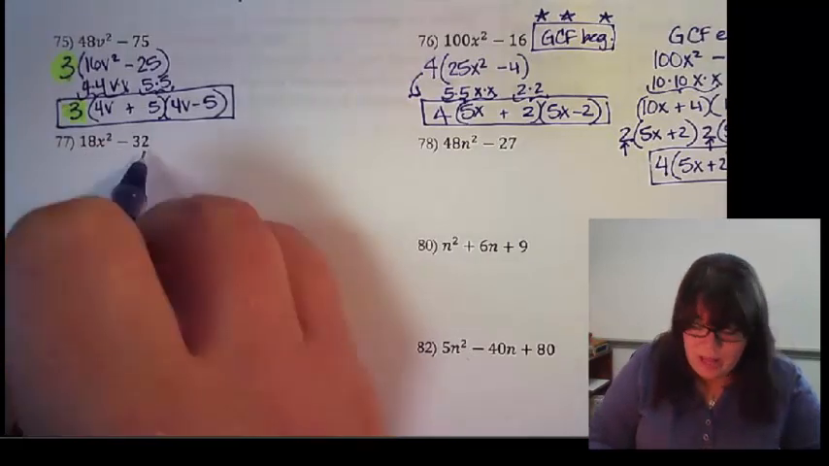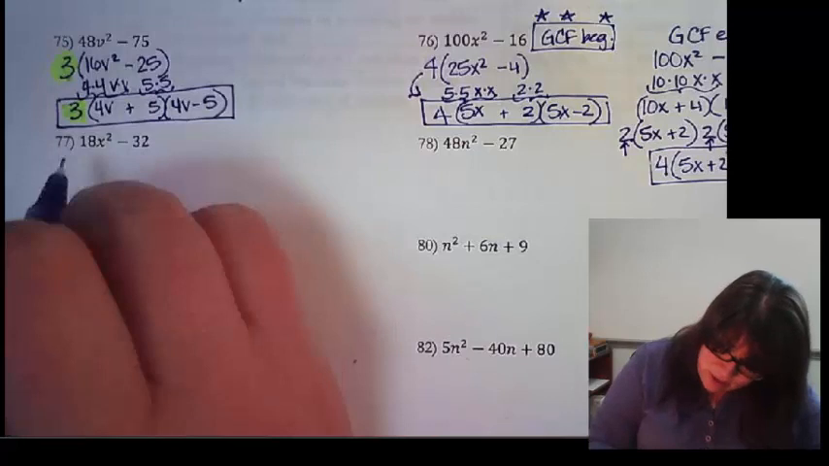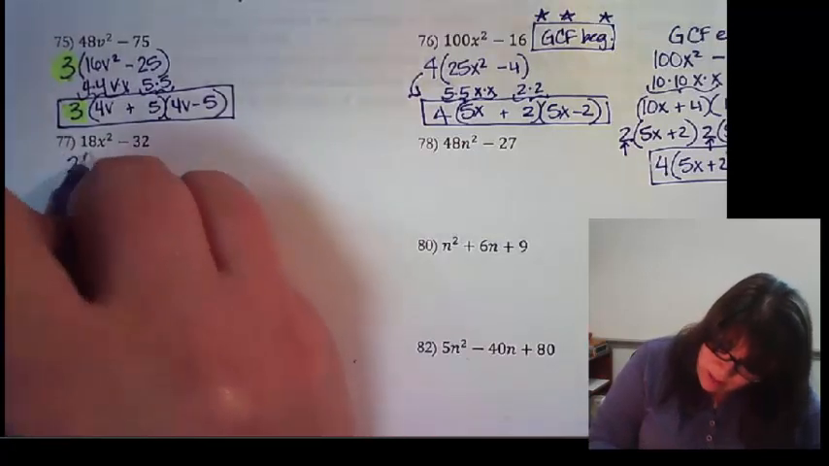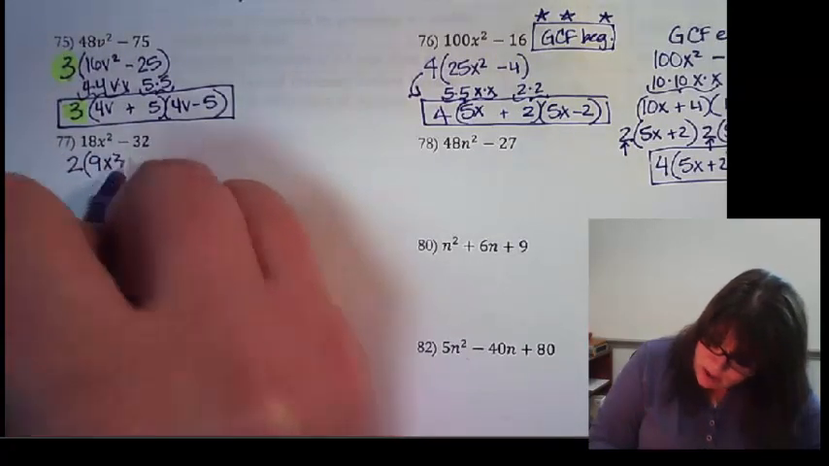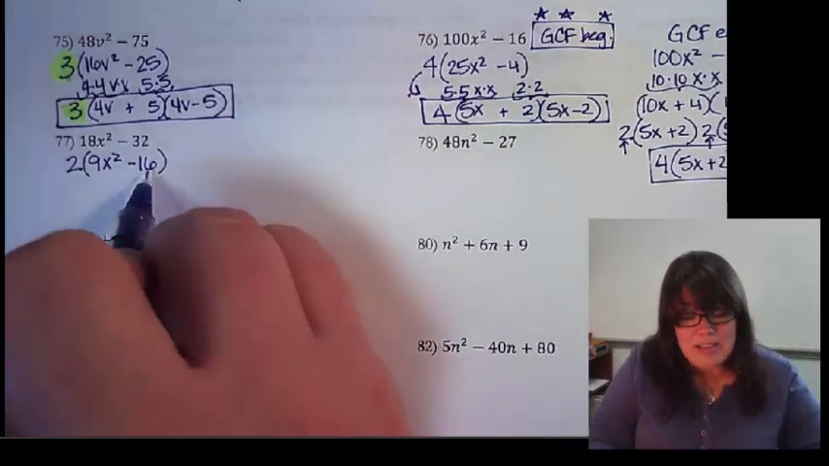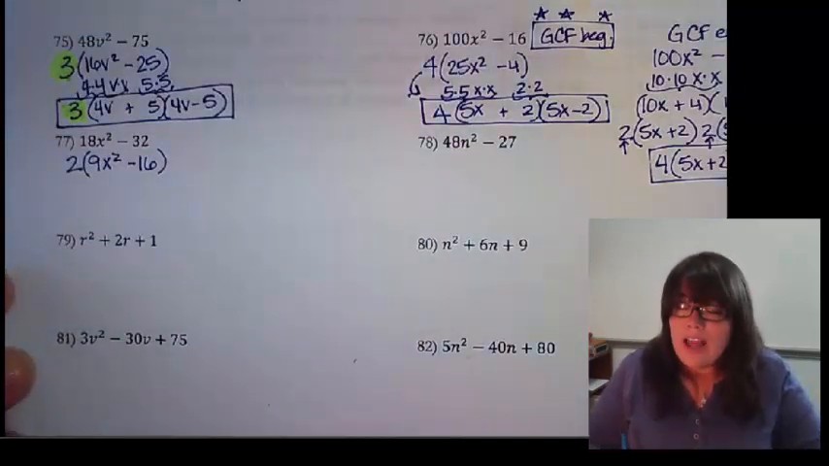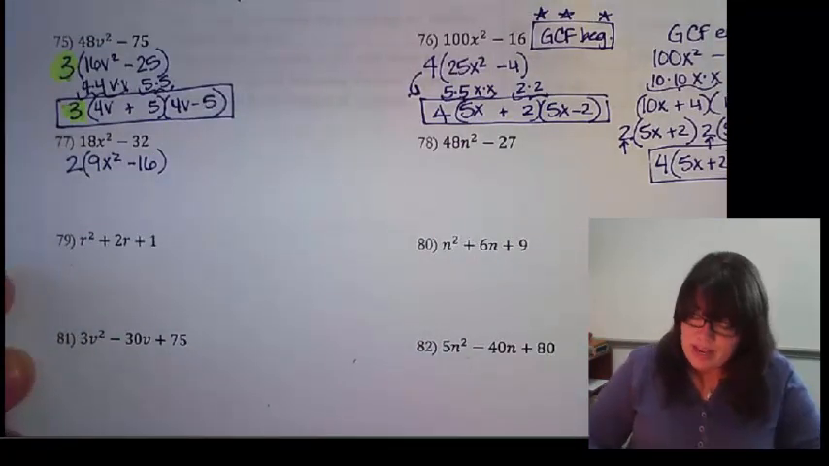18 and 32. Well, 18 is not a perfect square, and neither is 32. But if we factor out a 2, then we're left with 9x squared minus 16. Now, 9 and 16 are both perfect squares, and they're being subtracted. So now our difference of squares rule will work. And I want you to try that one on your own.